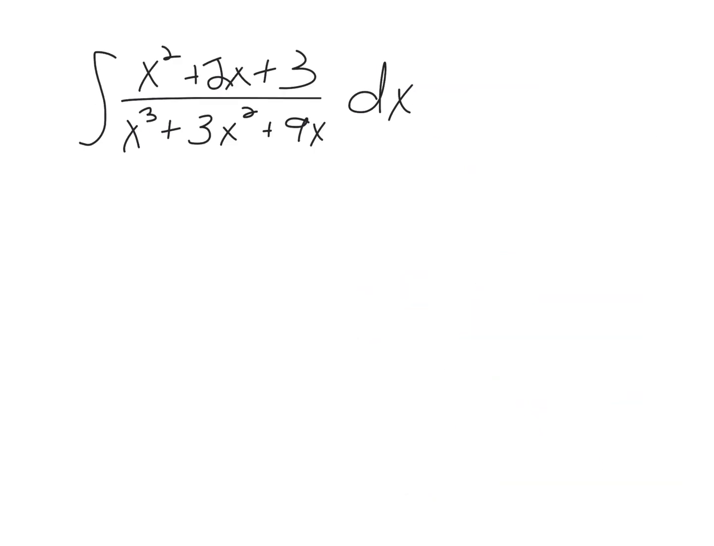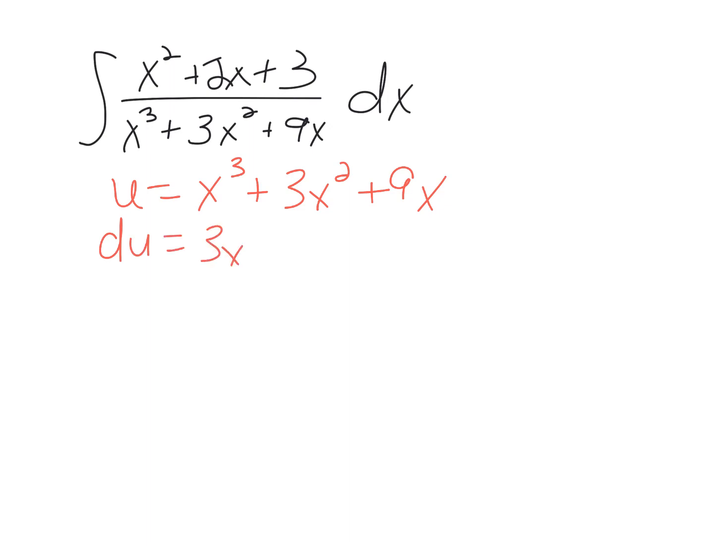There's a little more to this one, but let's go through the u again. u is equal to x cubed plus 3x squared plus 9x. Derivative dx. Okay. So how does this compare to the numerator up here?